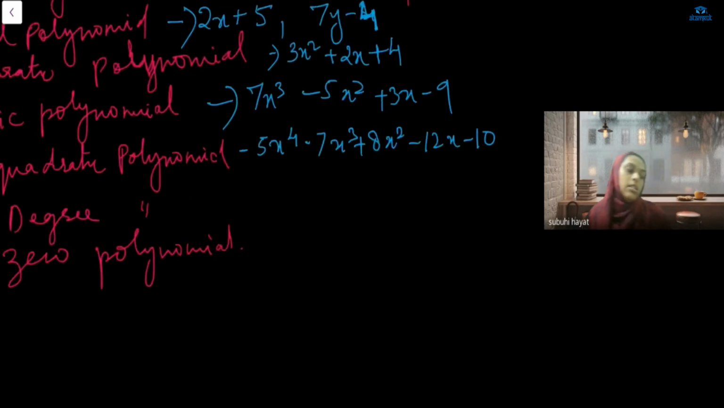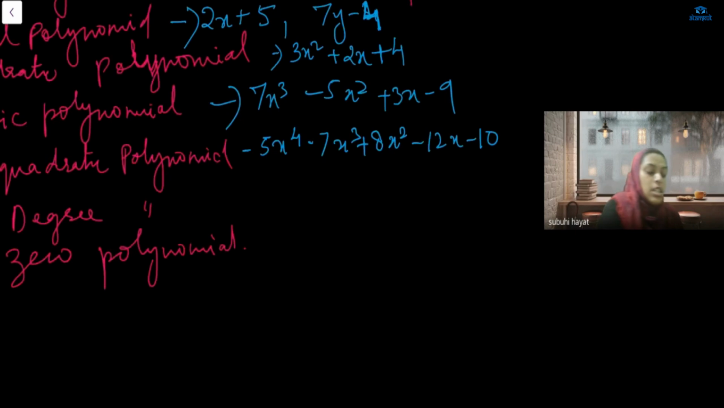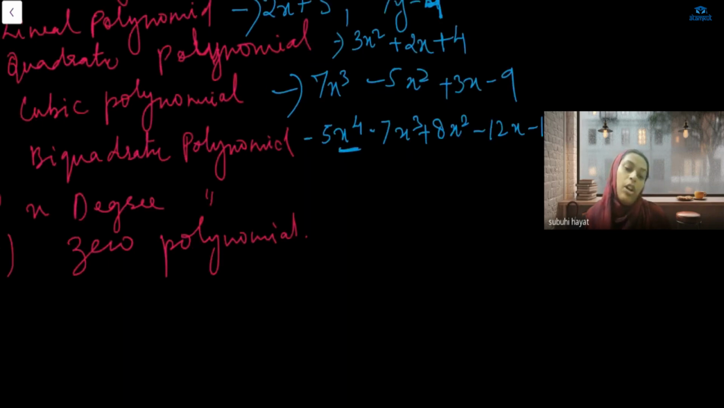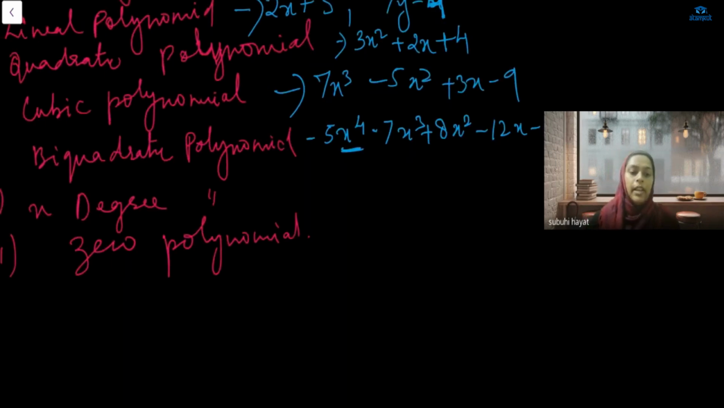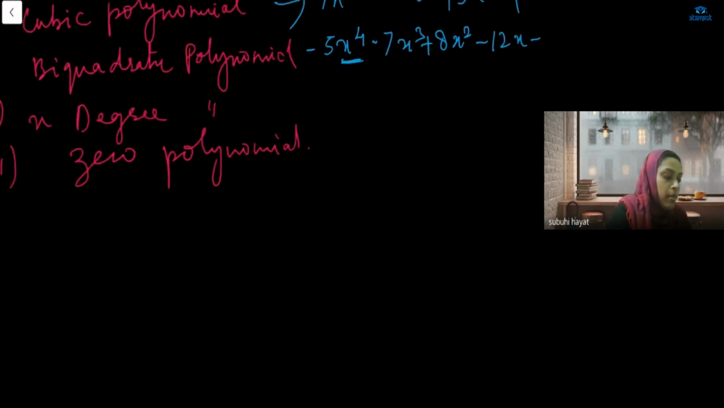So this is a biquadratic polynomial, since you can see here the highest power of the variable is 4, so the degree of the polynomial is 4. Now, n degree polynomial means it can be a 5 degree polynomial, 6 degree, 7 degree, 8 degree. Okay, so I'm writing the n degree polynomial here.